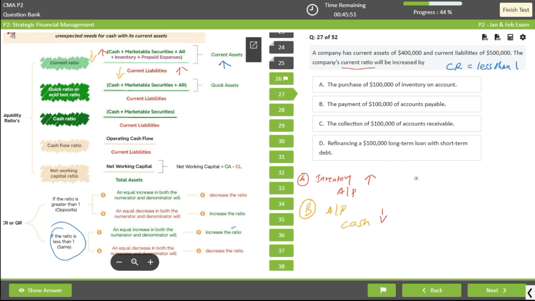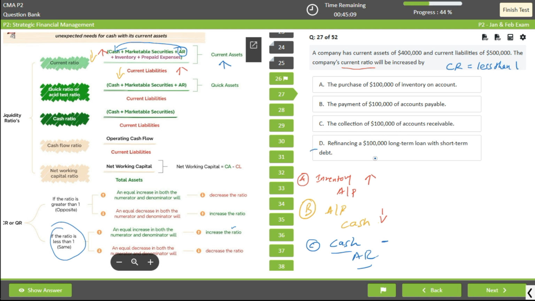Now let us see option C. What is happening with option C? The collection of 100,000 of accounts receivable. When you are collecting, you debit cash and credit accounts receivable. Both items are in the numerator of the current ratio, cash and accounts receivable. Your accounts receivable is converted into cash, so there is no effect.